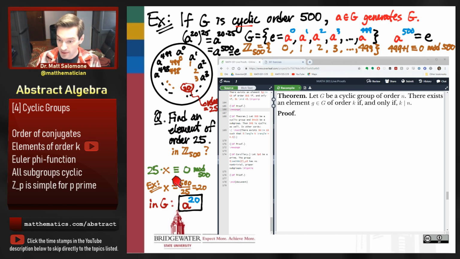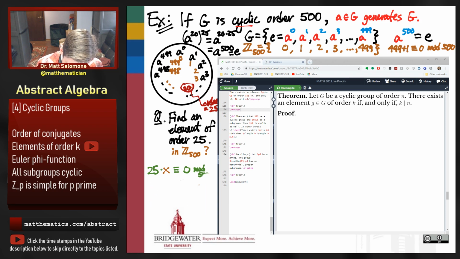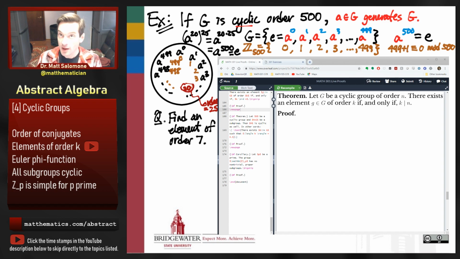If you gave me a number down here which was not a divisor of 500, let's just take a quick look and see how the game might have changed for us. So if I wanted to find, instead of an element of order 25, an element of order 7, I would first go looking for it, again, in my concrete group, the additive group of integers mod 500. So in Z500, we would have to solve the congruence 7 times x is congruent to 0 mod 500.